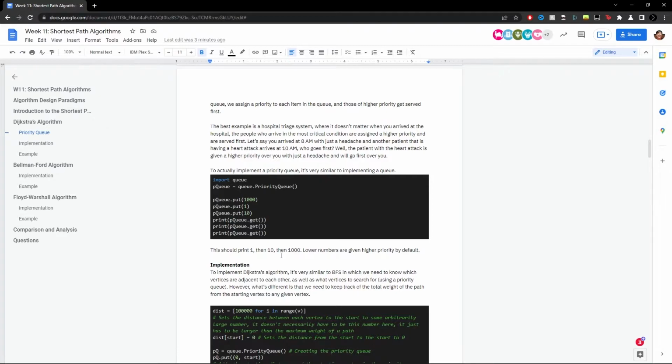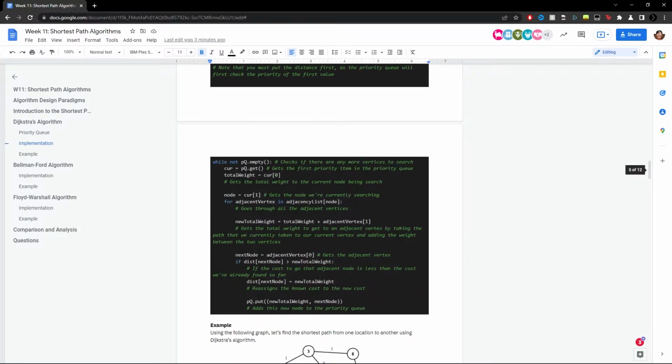All right, so implementing Dijkstra's algorithm, it's very similar to BFS in which we need to know which vertices are adjacent to each other, as well as what vertices to search for using a priority queue. However, what's different is that we need to keep track of the total weight of the path from the starting vertex to any given vertex.